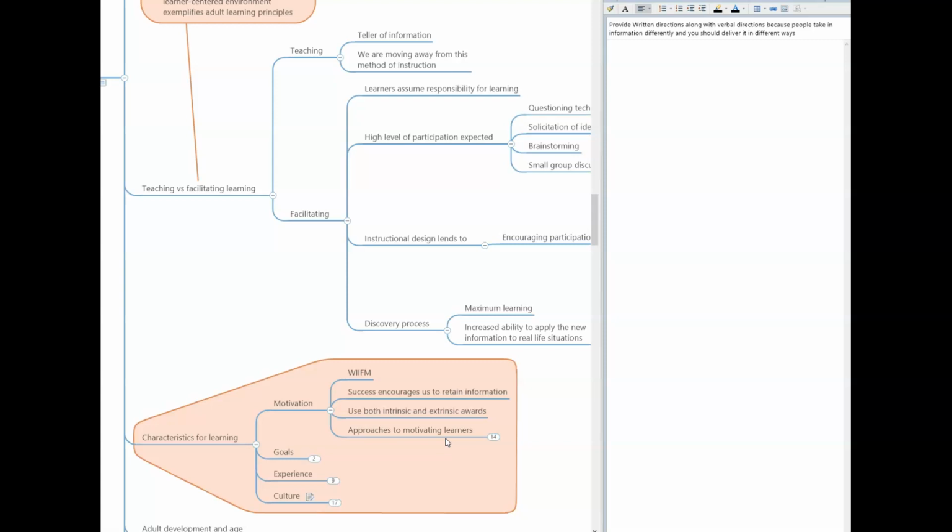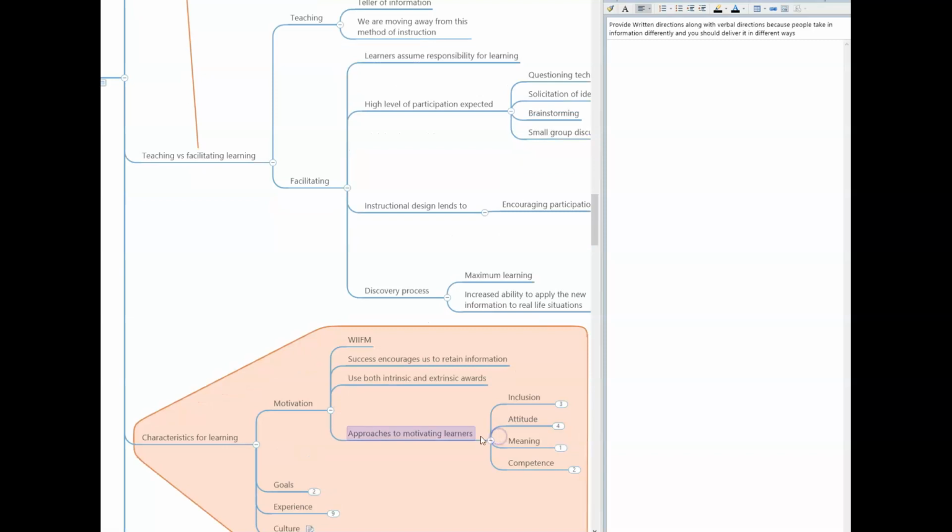Success encourages us to retain information so that moving up the career ladder and that intrinsic motivation for success will help your learners to retain that information. Using both intrinsic and extrinsic awards, intrinsic being the most powerful. And here are some approaches to motivating learners.